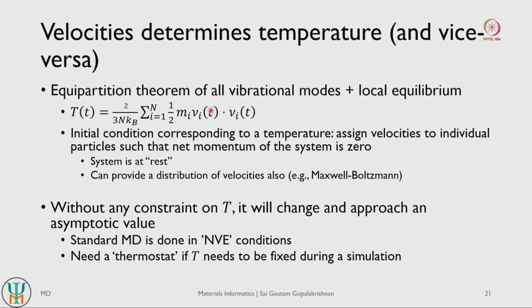Now if you do not add any constraints on your velocities, or on your temperature, the temperature will change over the course of your molecular dynamics simulation, and it will most likely approach some kind of asymptotic value over a very large time scale. And this is how standard molecular dynamics is usually done. It is usually done in what are referred to as NVE conditions, or an NVE ensemble, where the number of particles, volume and your total energy are kept constant, right.